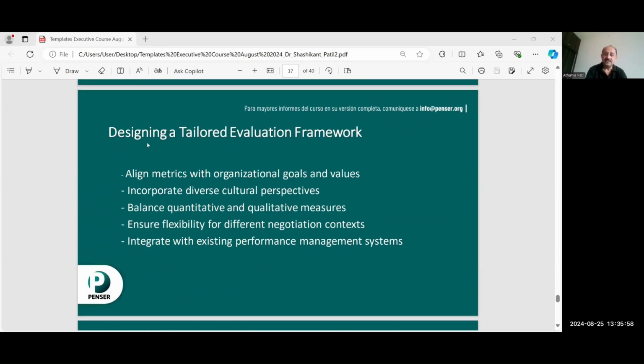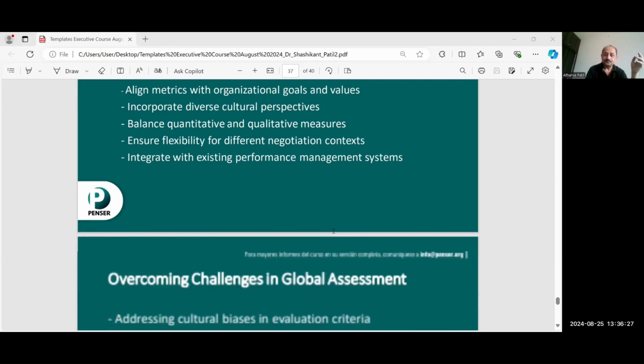If you want to design a tailored evaluation framework, you have to align metrics with organizational goals and values. You have to keep it in line with that. Incorporate diverse cultural perspectives. I already told you, you have to have balanced quantitative and qualitative measures. So don't run after quantity, you have to focus on quality. You need to ensure flexibility for different negotiation contexts, and you also need to integrate with the existing performance management system.